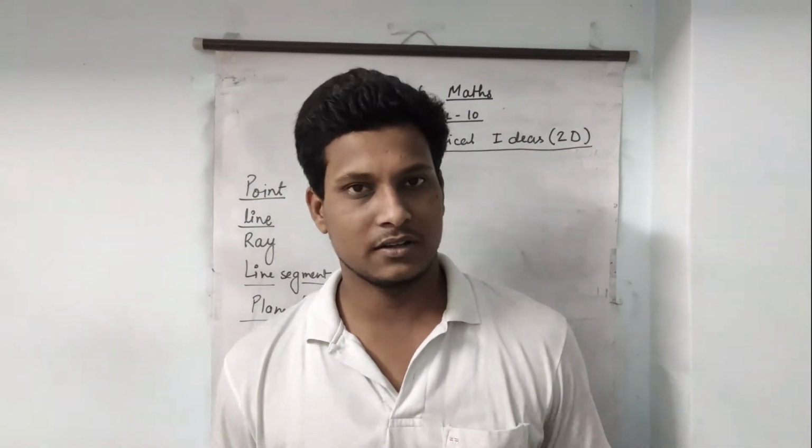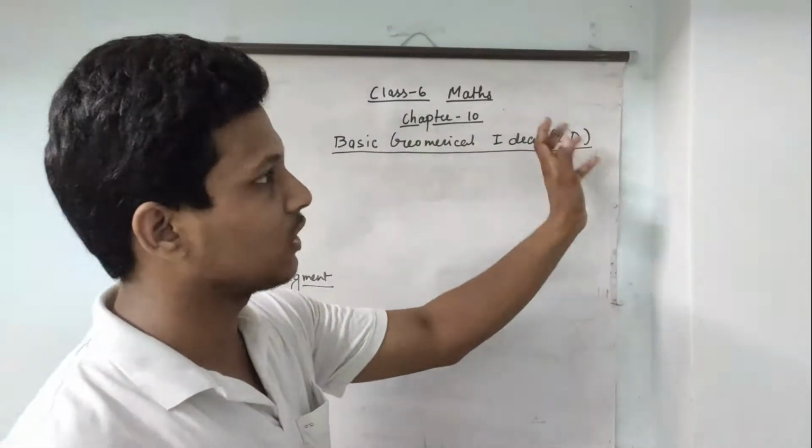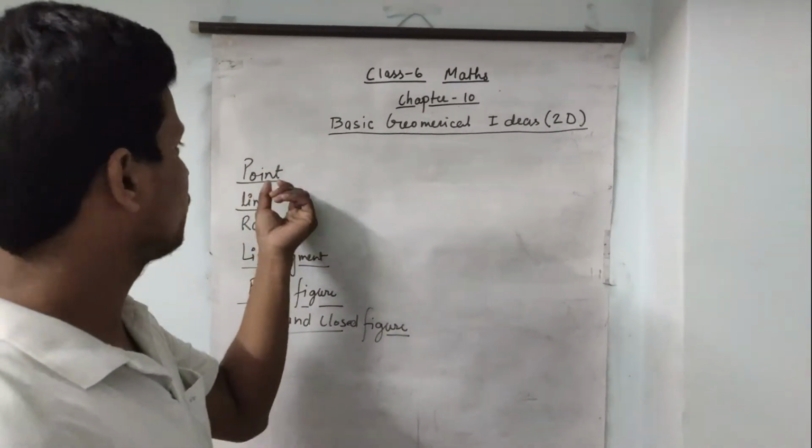Good morning, students. So we'll start today chapter number 10, class 6 maths, that is basic geometrical ideas in two dimension. 2D means two dimension.